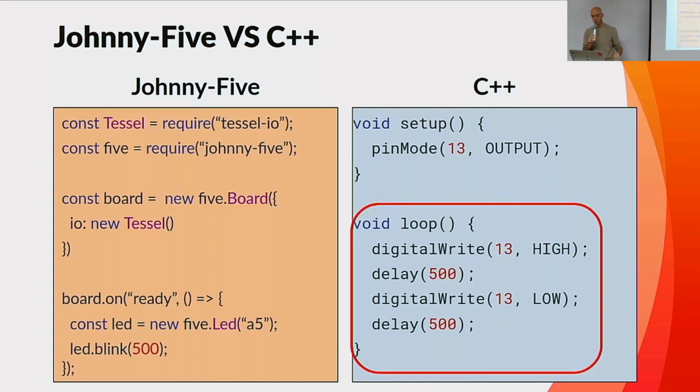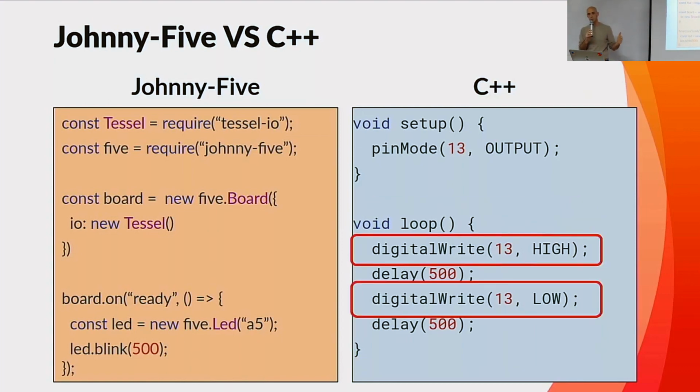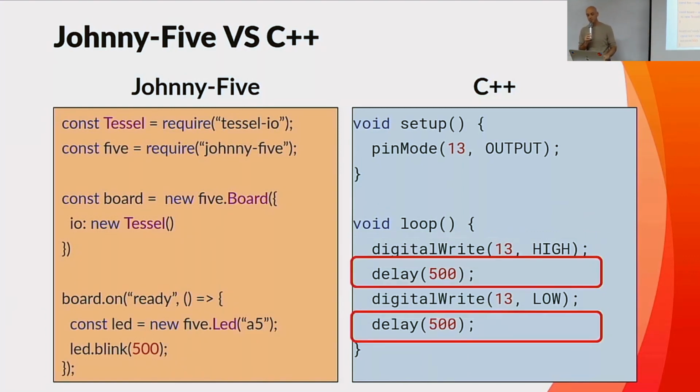Here in the loop function, as you can tell already, we have two other functions: digital write and delay. The first digital write will send energy to port 13, and the second one will take the energy out. And the delay actually stops the program running for 500 milliseconds. So this is how you obtain the same effect that you can obtain with Johnny5.